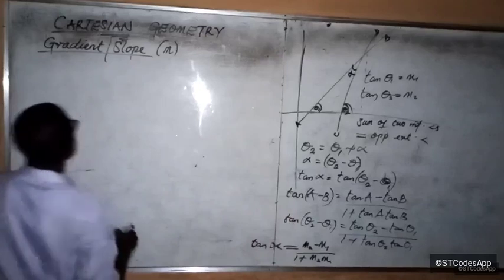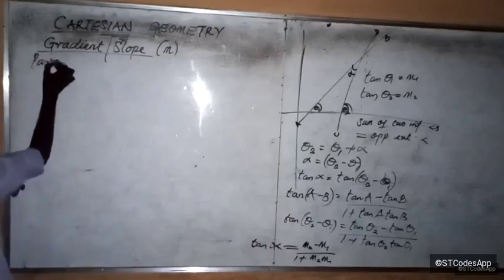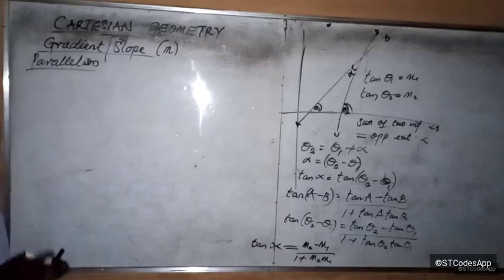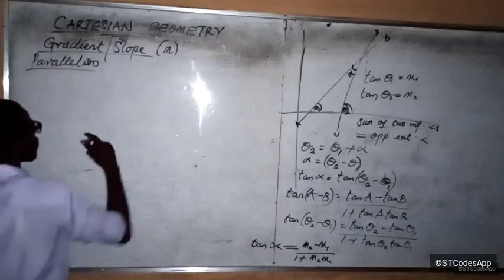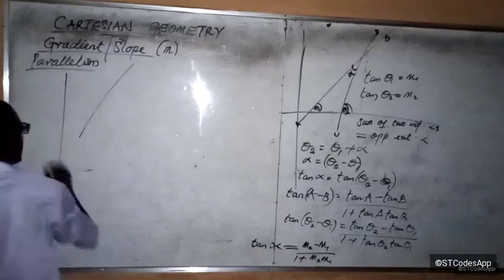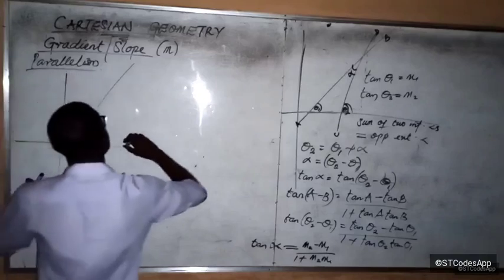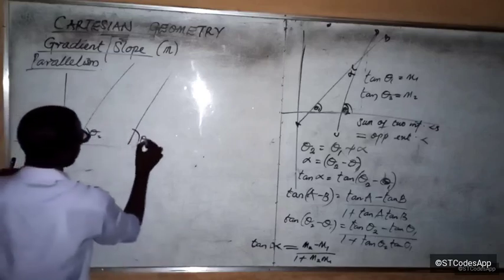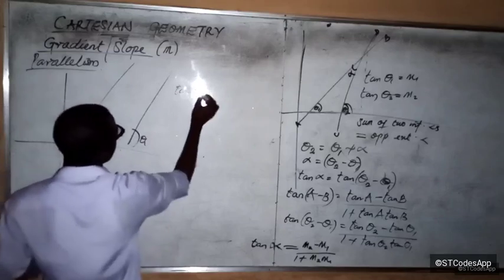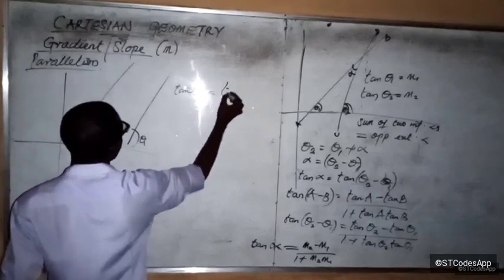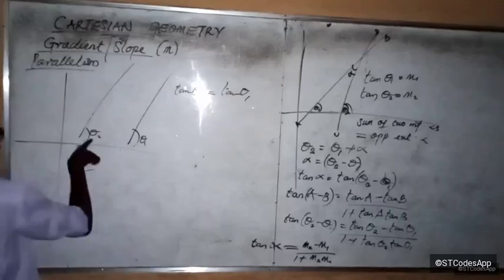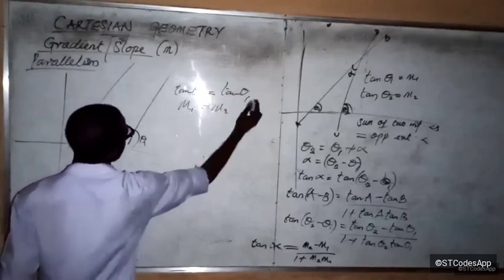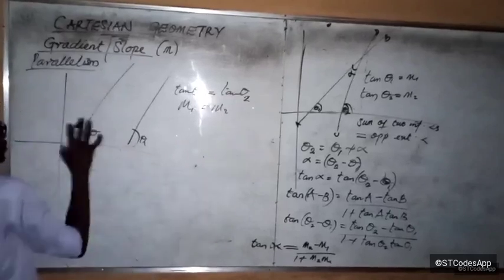Now, what is the condition for parallelism? Parallelism means the condition in which two lines are parallel. So for this line to be parallel to this line, it means that they have the same gradients. So tan theta 2 is equal to tan theta 1. The gradient of this line is equal to the gradient of that line, so m1 is equal to m2 in essence. Do you understand? So that is the condition for parallelism.